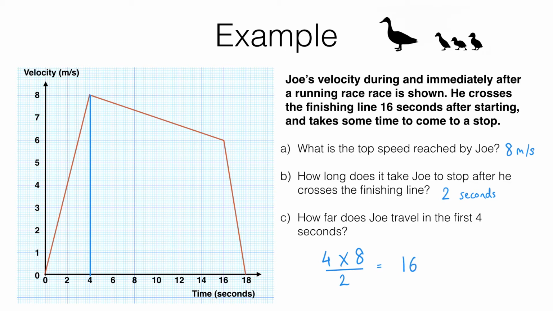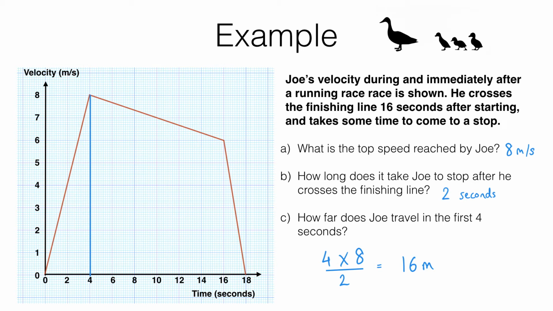Now, we need the correct units here, 16 what? Well, bear in mind we were trying to work out a distance, how far Joe travels. And what we effectively multiplied together was 4 seconds by 8 meters per second. And when you multiply seconds by meters per second, you end up with meters. So Joe travels 16 meters.